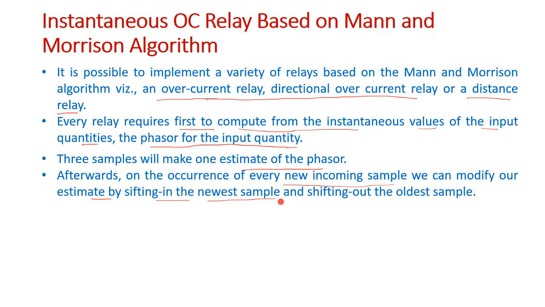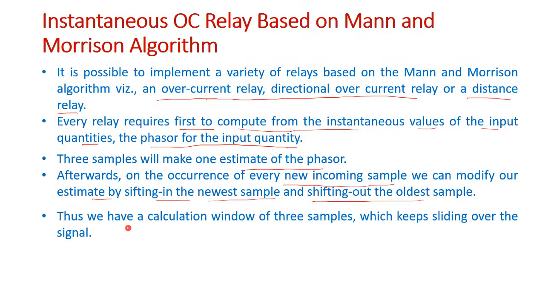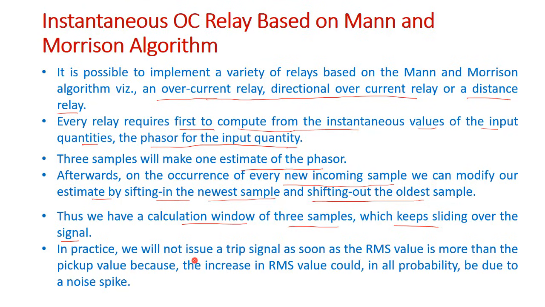And when the new sample enters, again the calculation will be made. Again the old sample will be removed and the new sample entered, then again a new calculation will be made. So by shifting in the newest sample and shifting out the oldest sample, the estimate is being made. Thus we have a calculation window of 3 samples which keeps sliding over the signal.